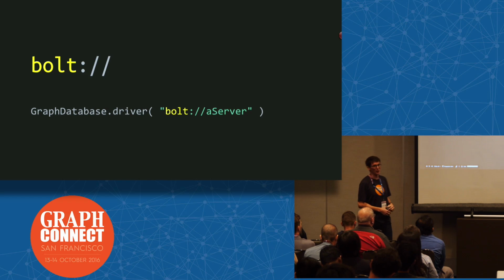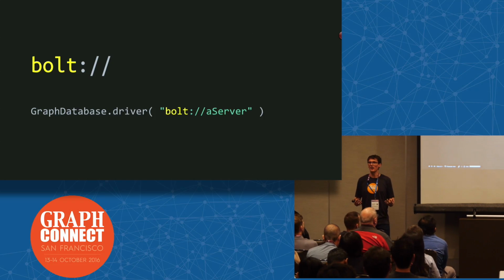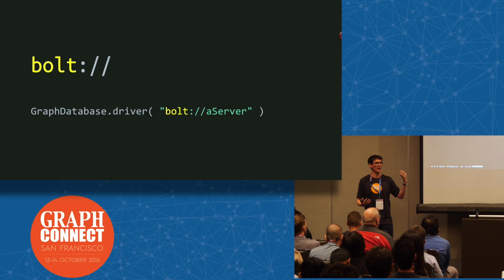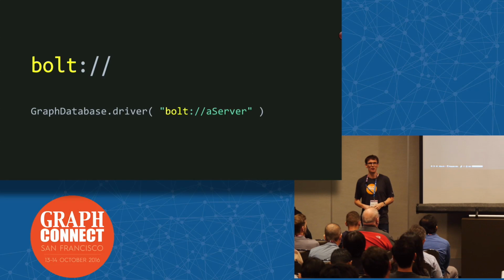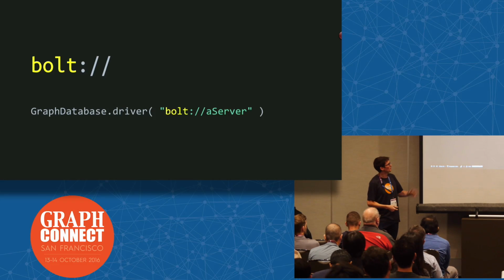Right, so this is what it looks like. If you're going to use a driver, we introduced a URI scheme called Bolt, and to connect to a database, you use a URI that looks like this. It's got Bolt, colon, and then the address of your server. That's the code you use.